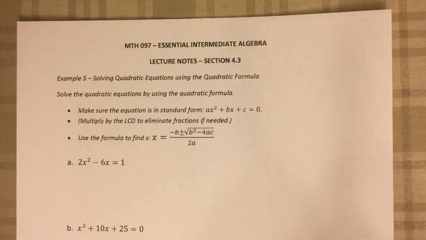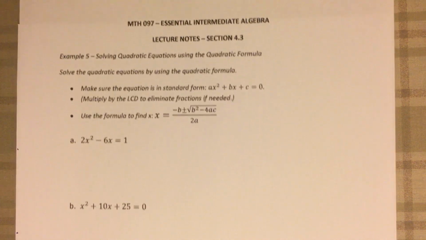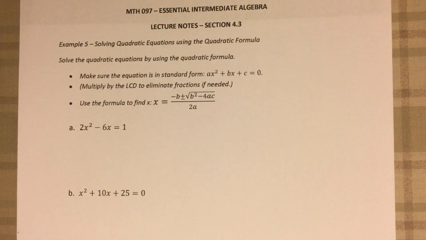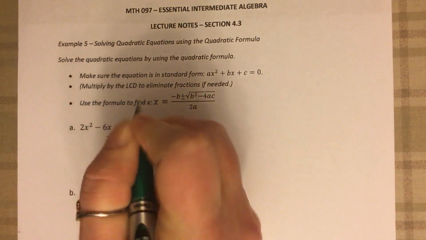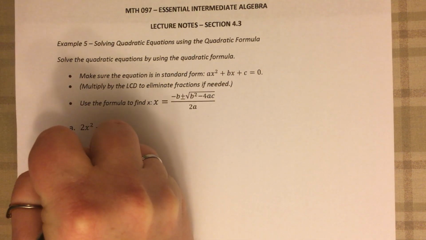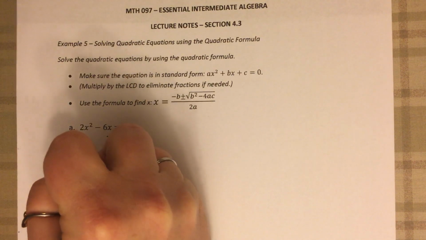Okay. All right, so for A, 2x squared minus 6x equals 1. Well, first thing we're going to do is we're going to subtract 1 from both sides to get this into standard form.